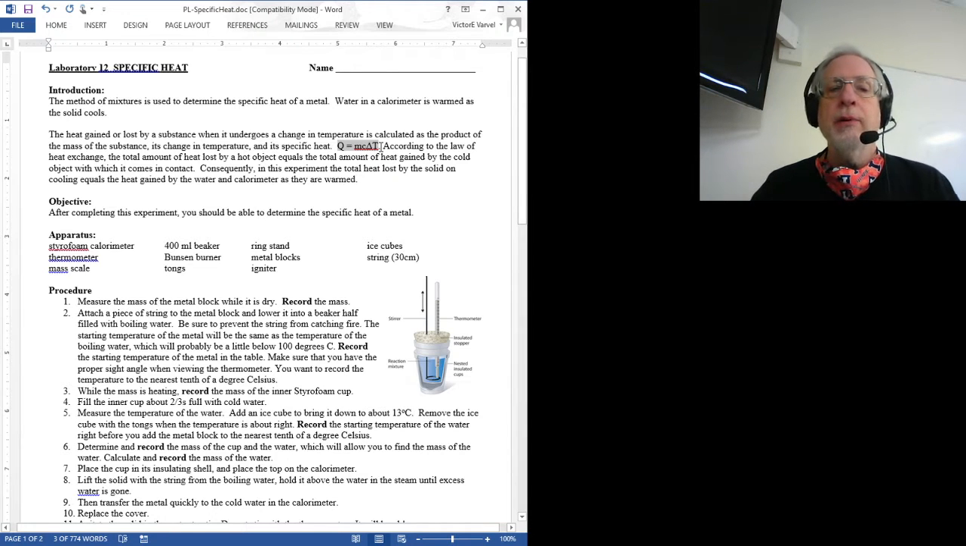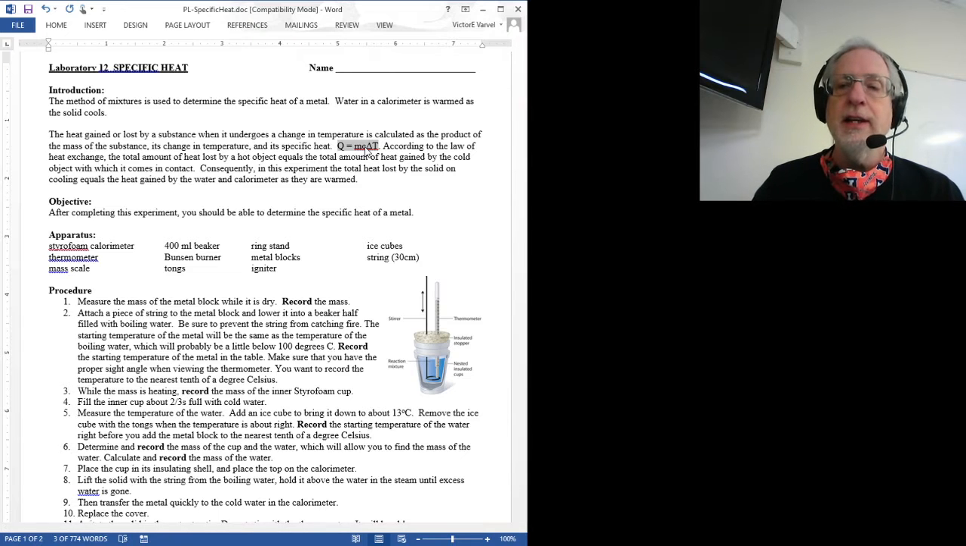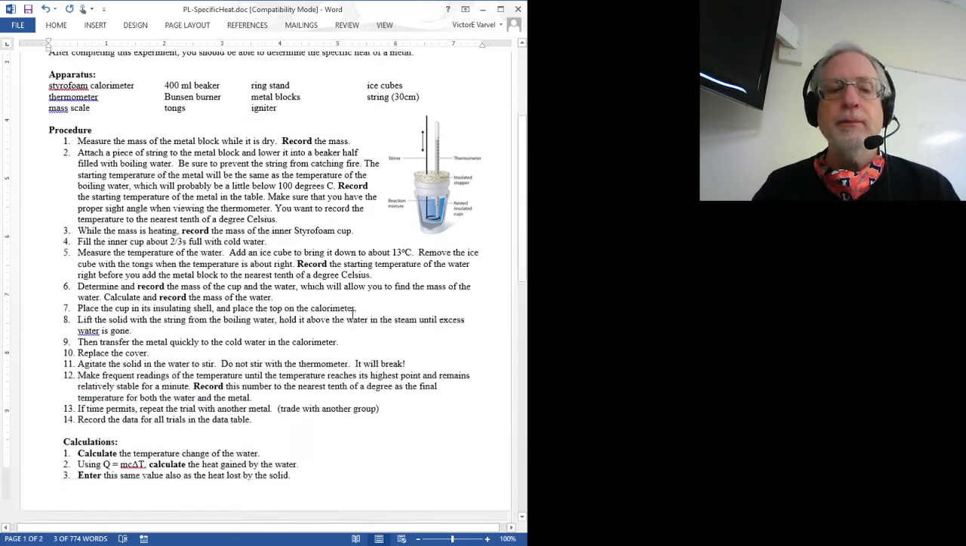Into that water, we're going to put a heated piece of metal. We will know the mass of that metal, and we will calculate the change in temperature of that metal. But we won't know the C of that metal. So basically, you will have mc delta T equals mc delta T, with one of them being ice or water, and the other one being the metal. And the only thing you won't know between those two will be the C of the metal.